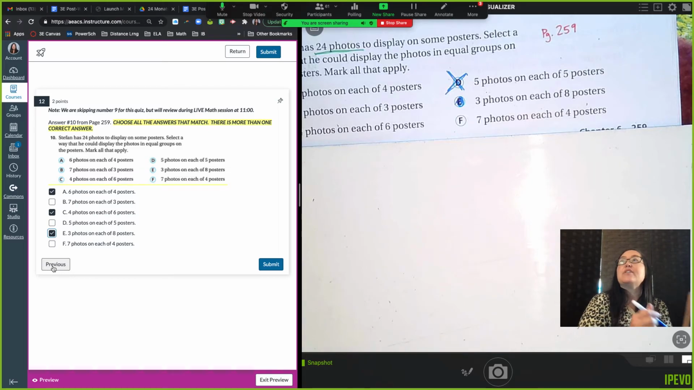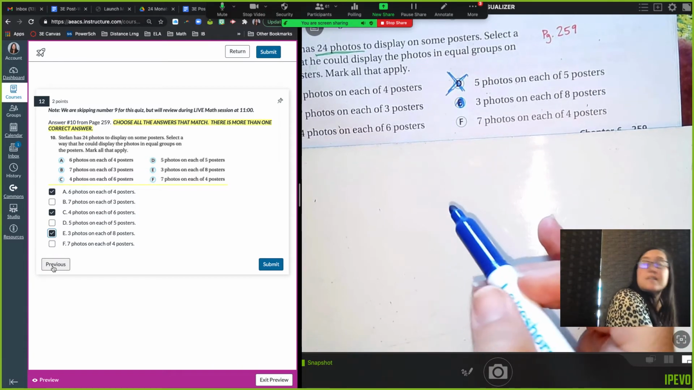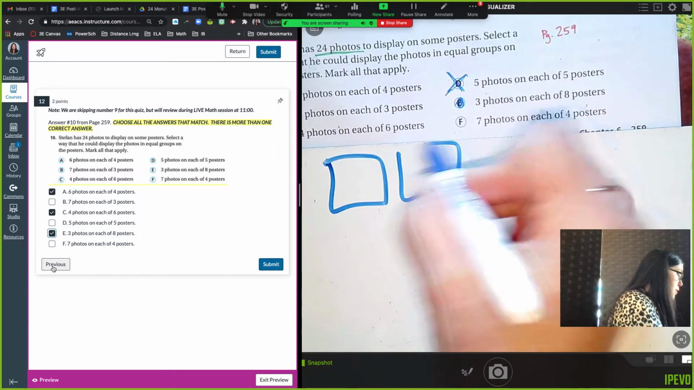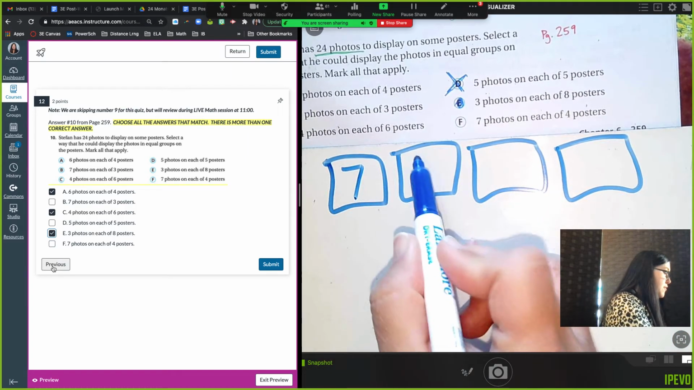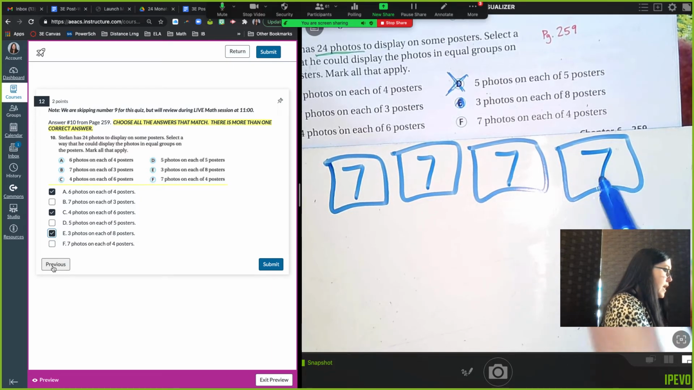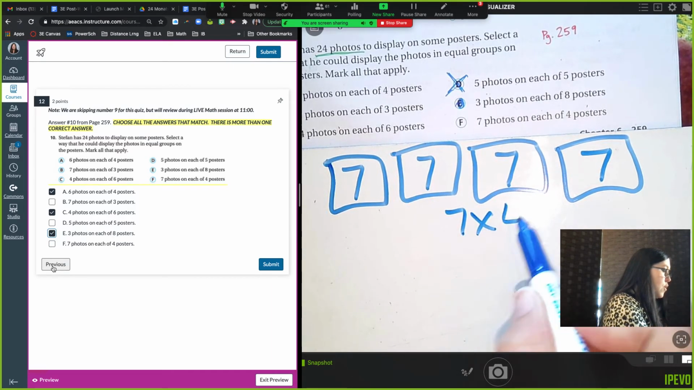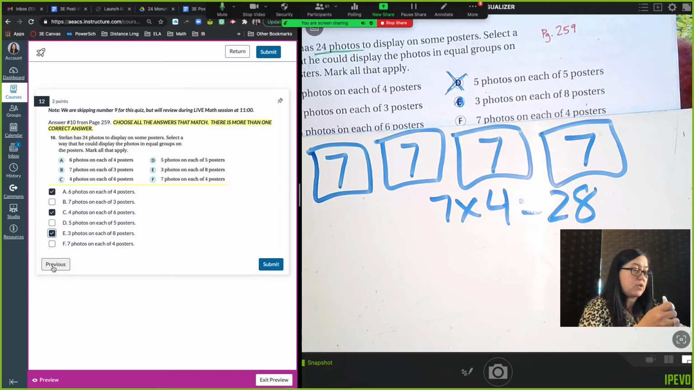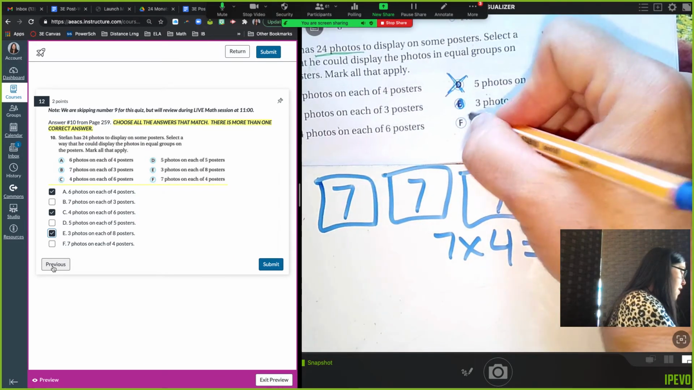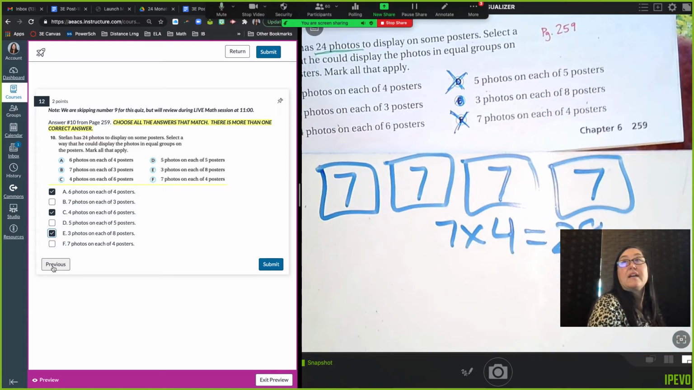Well, let's look at 7 photos on each of 4 posters. All right, here's 4 posters. Maybe you've already done it in your head. 7, 14, 21, 28. Oh no, 7 times 4 equals 28, right? So it's not going to be 24 photos. So F does not work, so I leave it blank.